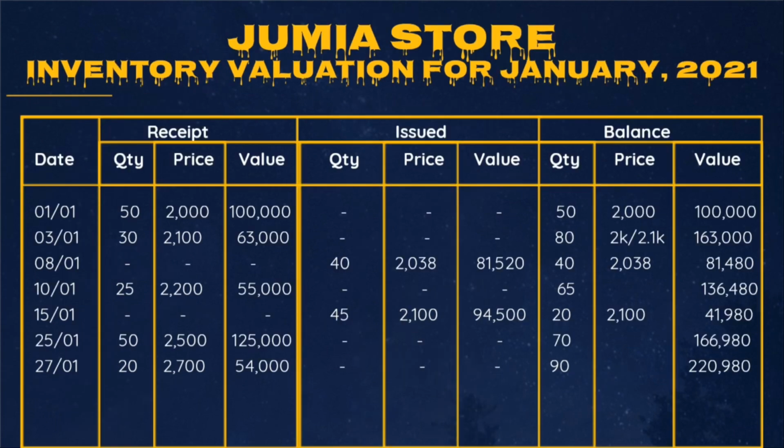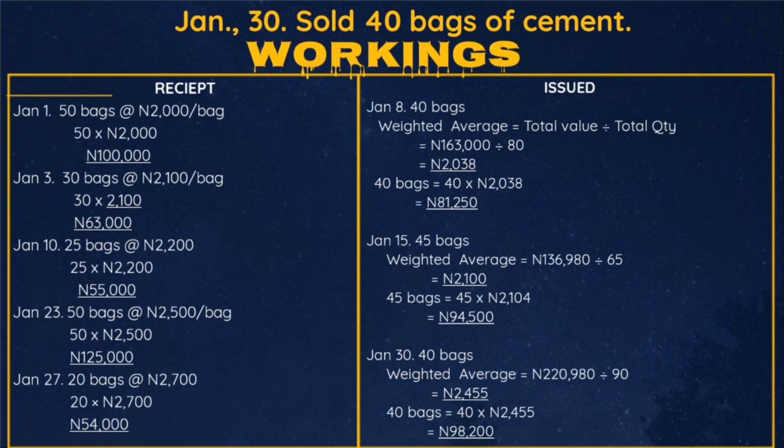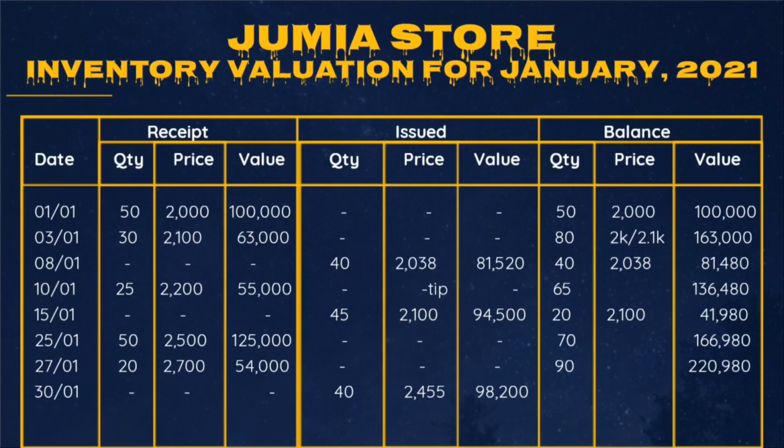Now let's go to our inventory account. So January 30, that is 30/01. Receipt, since we don't have information for receipt side, that is going to be dash dash dash. So for the issue, we have 40 bags of cement at 2,455 naira per bag, while the value is 98,200.